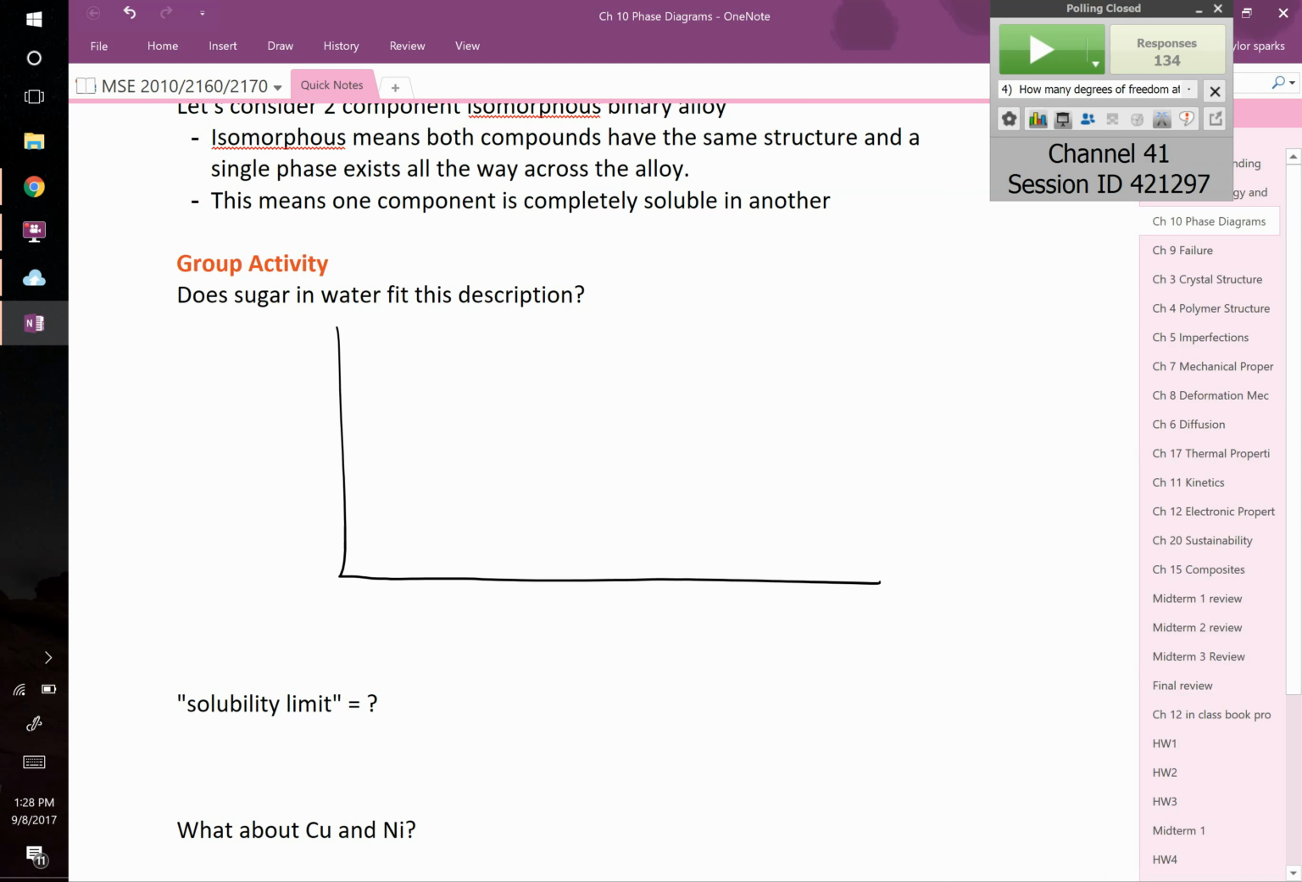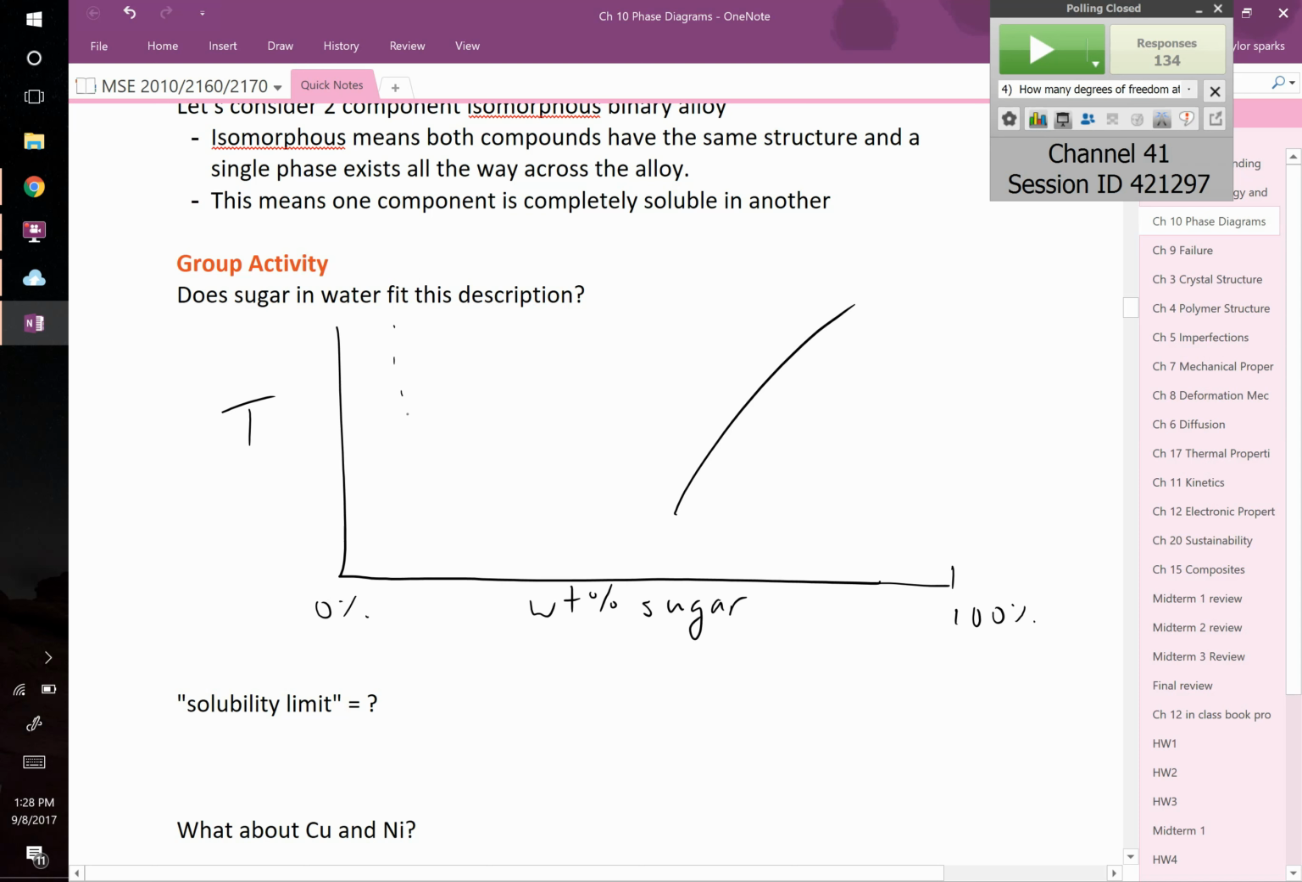Let me pull up my notes. It looks something like, okay, you've got a positive slope. So if you plot temperature against the weight percent sugar, maybe this is like 100% over here, and this is like 0%. And this is where most people drink their Kool-Aid. This is where my son wants his.